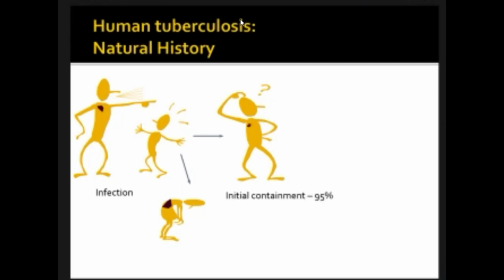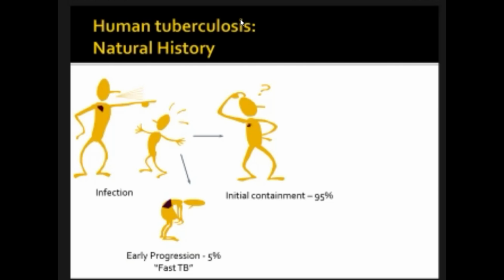TB is a major problem, and it's spread by the aerosol route. Therefore, if you have a patient with TB, it can spread to others. And the main thing is that a majority of people, about 95%, have an initial containment of the disease, and of course 5% may get the disease.